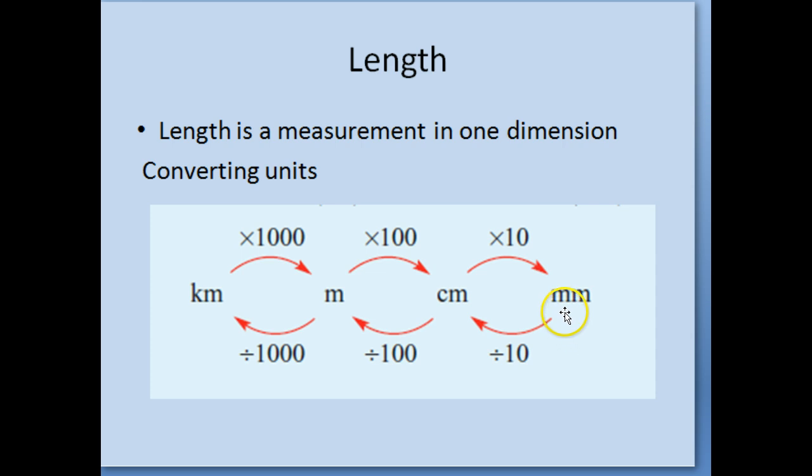Now if I'm going the other way, I divide. So if I'm going from millimetres to centimetres, I need to divide by 10. If I'm going from centimetres to metres, divide by 100. And from metres to kilometres, divide by 1,000.